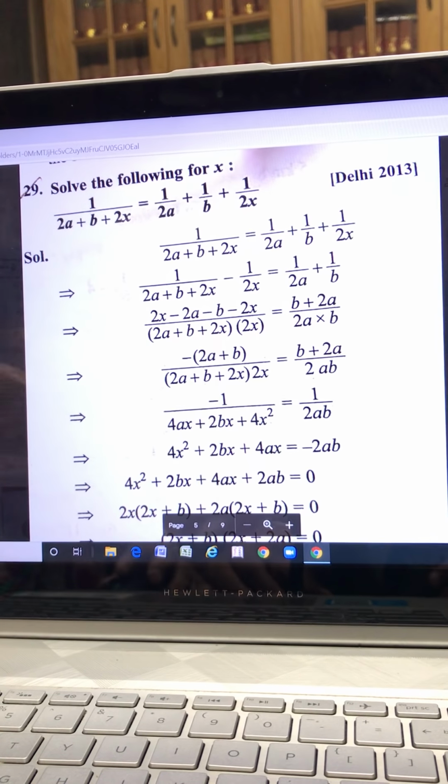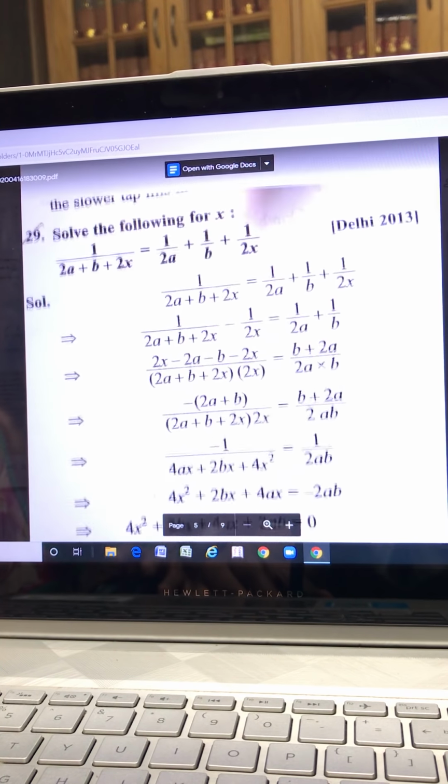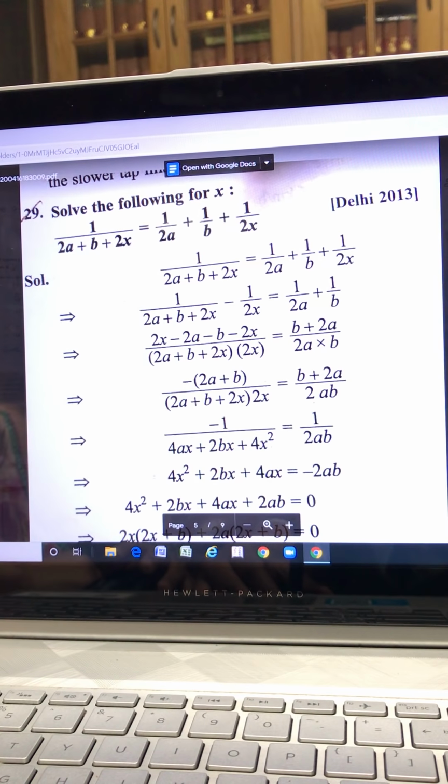This is again a very important question which is asked in exam. So I am dealing with this also. This is very, very important. Again it says solve the following for x. When you have to solve it for x, that means you have to find the value of x.